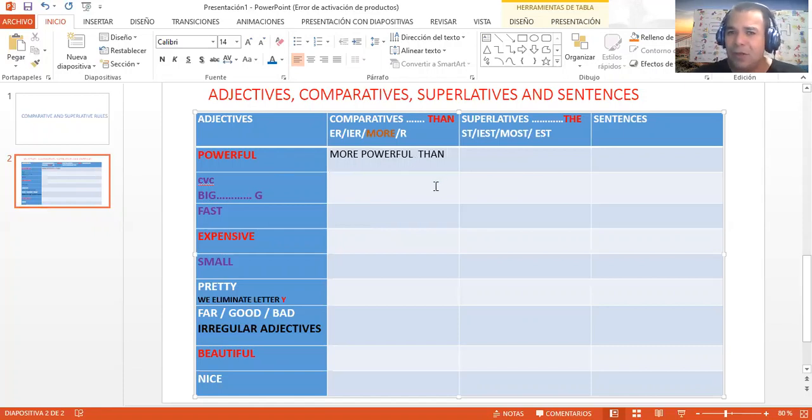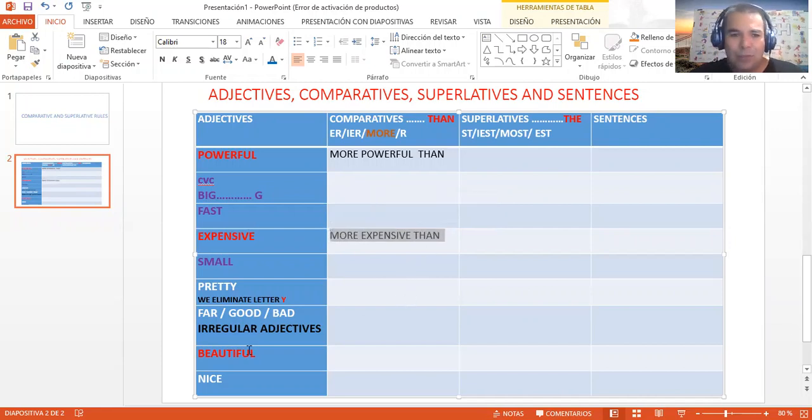So let's continue. Then we have expensive, and it's the same rule, okay? It's a three syllable adjective, so we're gonna use more. So let's write it down, okay? More expensive, and at the end, we're gonna write than. So that's the way that we change this adjective into the comparative form, more expensive than.